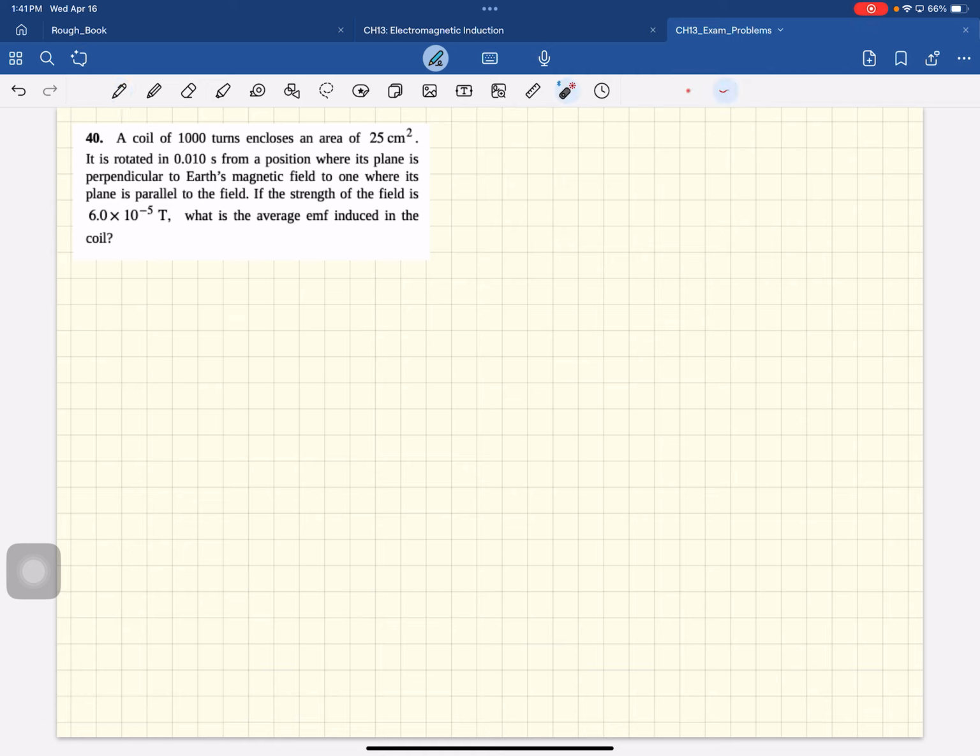We'll see. So a coil of 1,000 turns encloses an area of 25 centimeters squared. If it's rotated in 0.1 seconds from a position where its plane is perpendicular to the Earth's magnetic field to one where its plane is parallel to the field, what is the average EMF induced? Here's the coil, here's the magnetic field, and then you turn it like that.